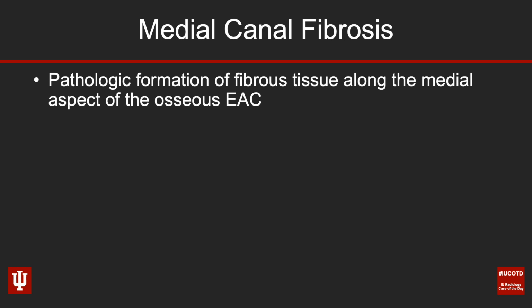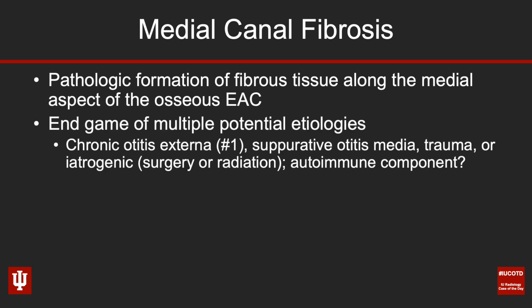So this is a case of medial canal fibrosis, and this occurs because there's a pathologic formation of fibrous tissue along the medial or the deep aspect of the osseous external auditory canal. Now, this can be thought of as the end game of multiple potential etiologies, and that's what I wanted you to think about here: what potential past medical histories might this patient have had.